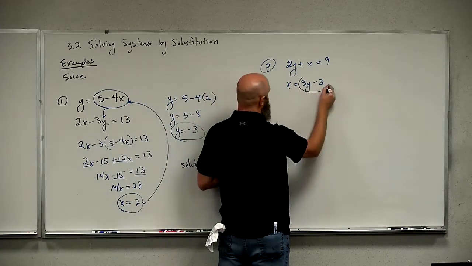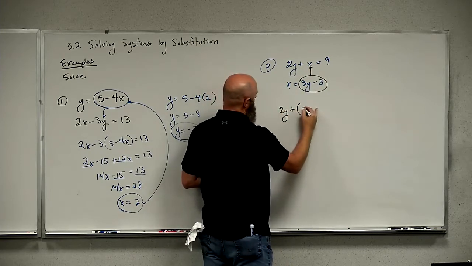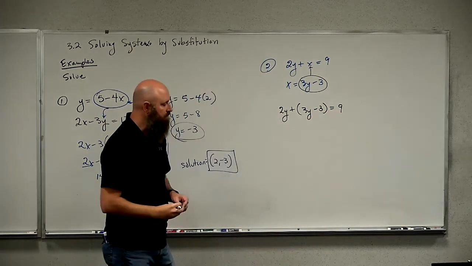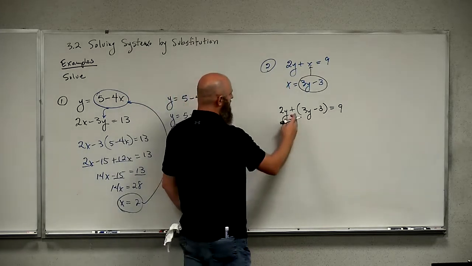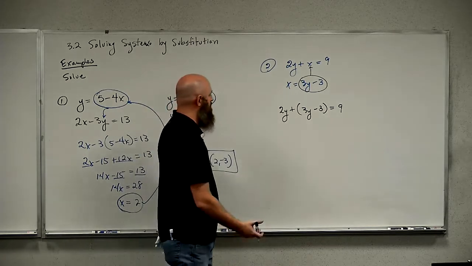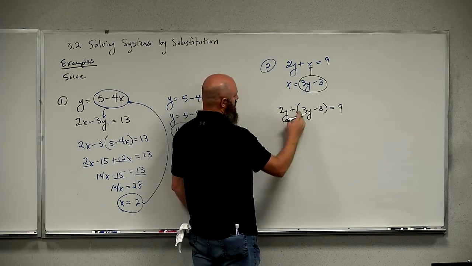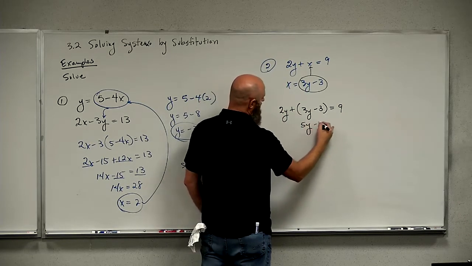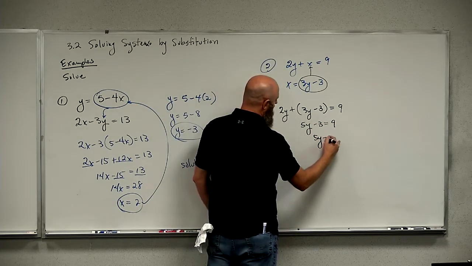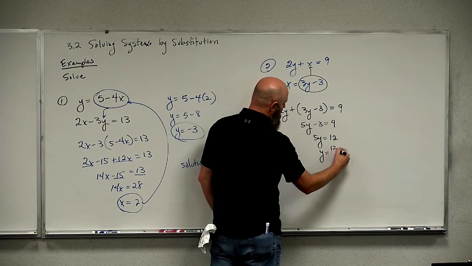X is by itself here, so I'm going to take it and plug it in for x. 2y plus (3y minus 3) equals 9. All right, well, we can actually ignore those parentheses. You know that I like to put those in so that you see what I plugged in where. But since there's nothing in front of it except for a plus sign, I'm just going to go ahead and combine like terms. 2 plus 3 is 5y minus 3 equals 9. I'm going to add the 3, so we get 5y equals 12. Divide by the 5, so y equals 12 over 5.